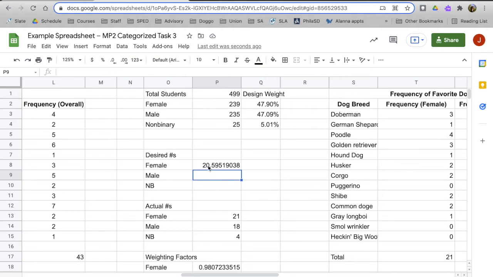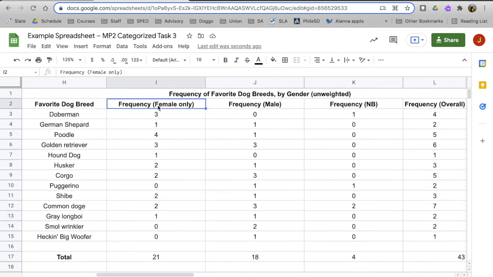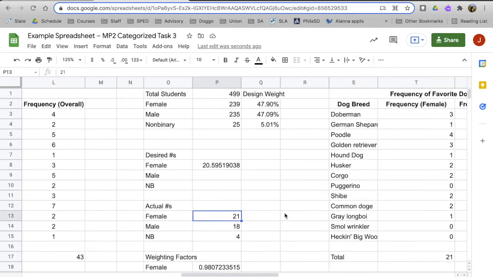Now I have a desired number, so I need to find the actual number. And again, I can just go straight to our table that we already have. For female respondents to the question of what is your favorite dog breed, we can just total that up. It totals to 21. And you can see we use the sum formula to find that, but you could have also just added it up by hand. There were 21. All right, so 21 actual female students answering our survey.